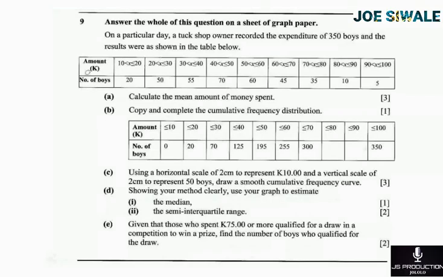Question 9 reads, answer the whole of this question on a sheet of graph paper. On a particular day, a tuck shop owner recorded the expenditure of 350 boys, and the results were as shown in the table below. So as you can see, that's the table. Question A reads, calculate the mean amount of money spent, 3 marks.